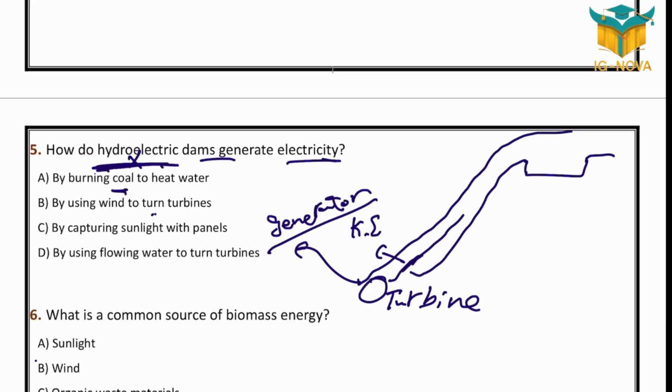So by using wind to turn turbines? No, not using water to turn turbines. Capture sunlight, surely no. The remaining is D. By using the flowing water to turn turbines, this is the correct option.